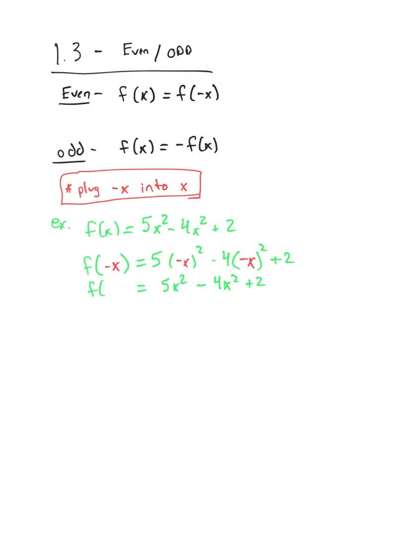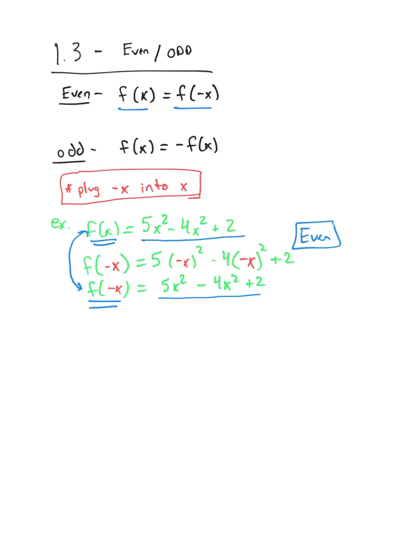So we see that f of negative x is, now watch this, this equation under blue is the exact same as this equation up here under blue, which tells us f of x is the exact same as f of negative x. You see how those match? So we know that function's even, because what is even? f of x equals f of negative x.